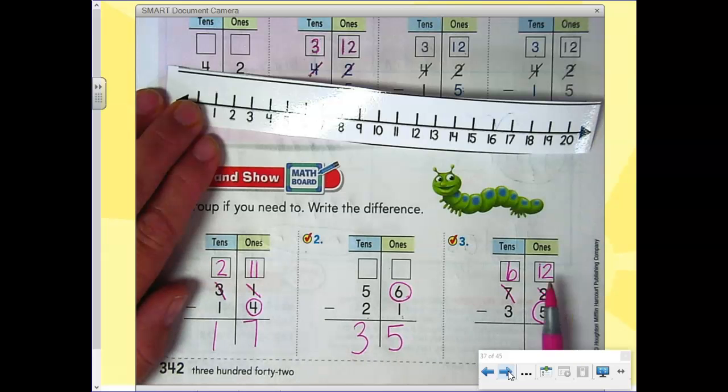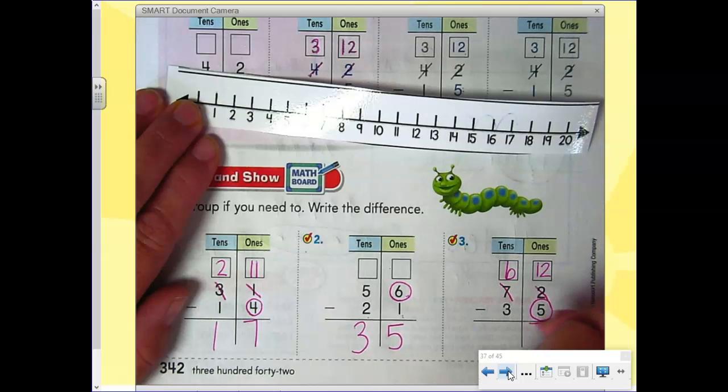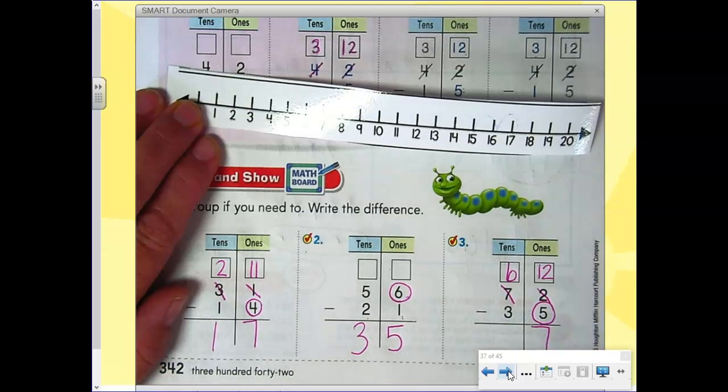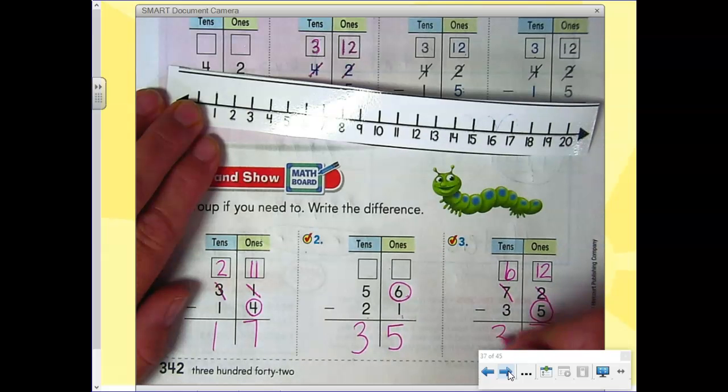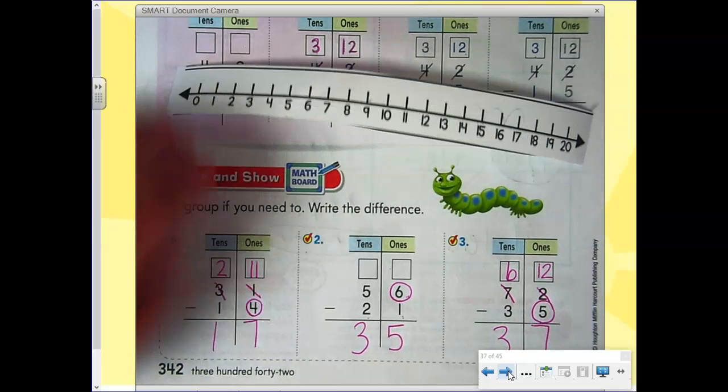All right, let's go over your answer. 12 minus 5 equals 7. And in your tens place, 6 minus 3. It is 3. 37.